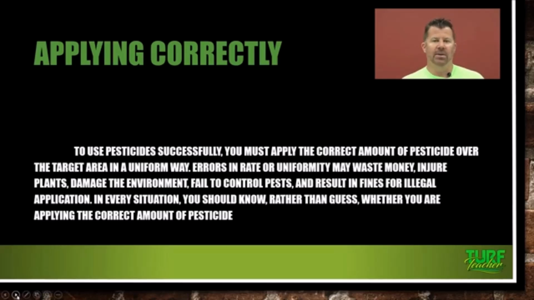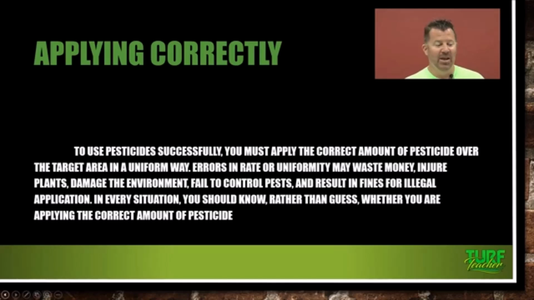You don't want your name in the back of the publication that the Department of Agriculture sends out every so often that has the list of violations. You don't want your name in that. That could be detrimental to your horticulture career. You should know in every situation, rather than guess, whether you're applying the correct amount of pesticide, and that's what we're going to learn how to do, whether it's calculating the area to be applied to and calculating the application rate. How much pesticide do I apply to a property?